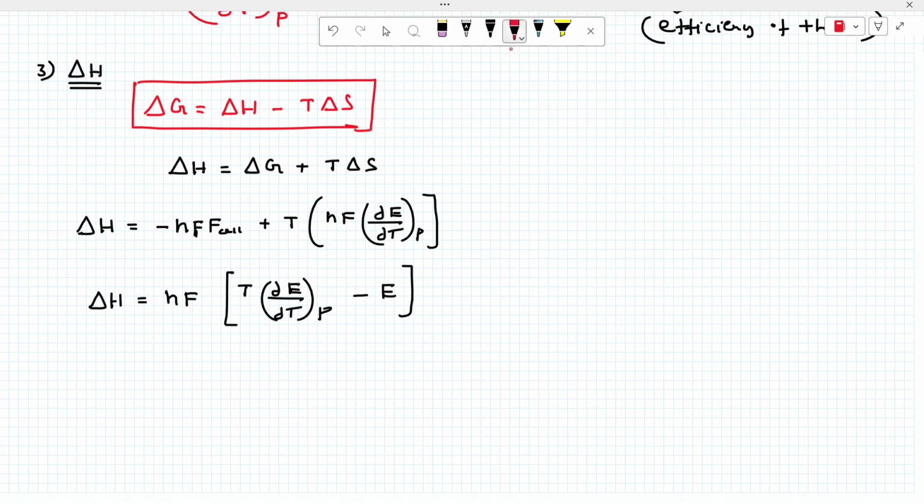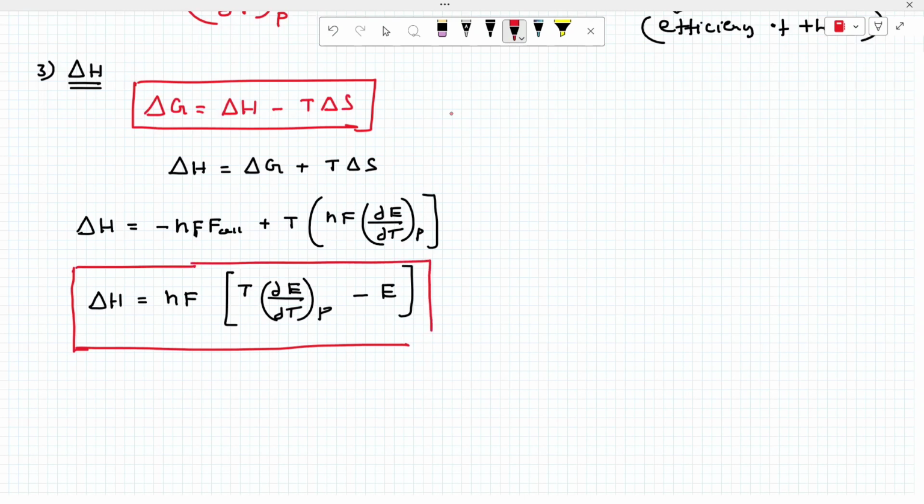Very important. This is the delta H formula. Important. Start with a star on this. This is also important. Please note.